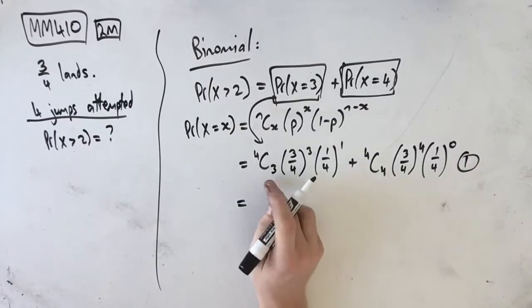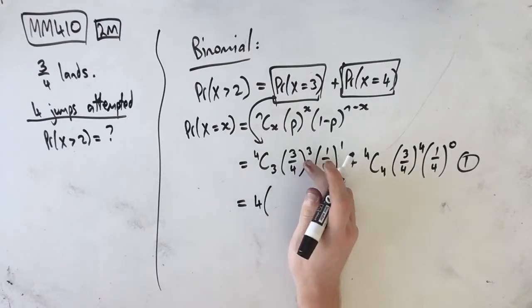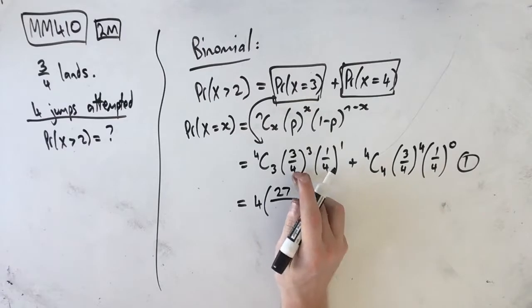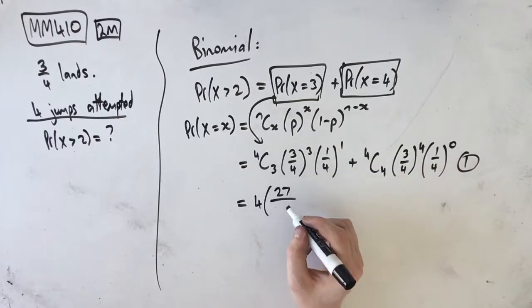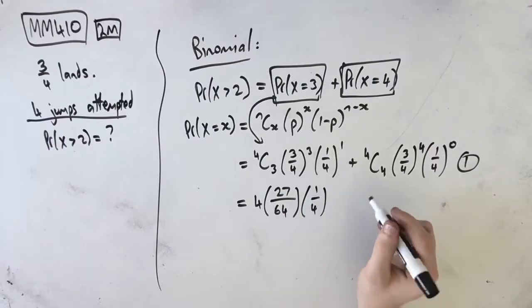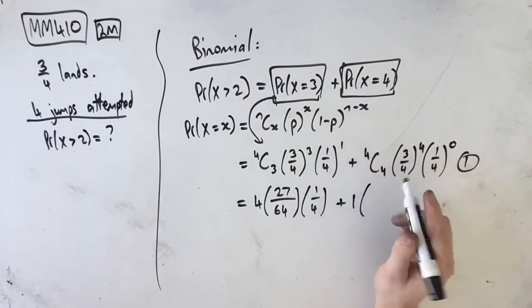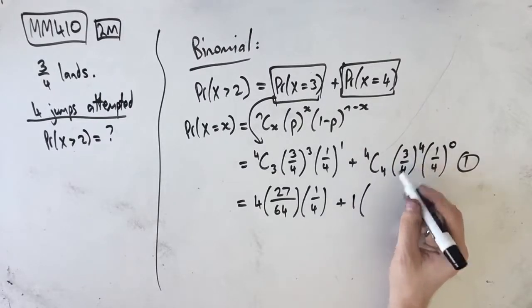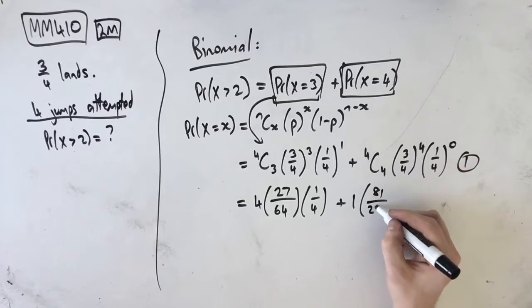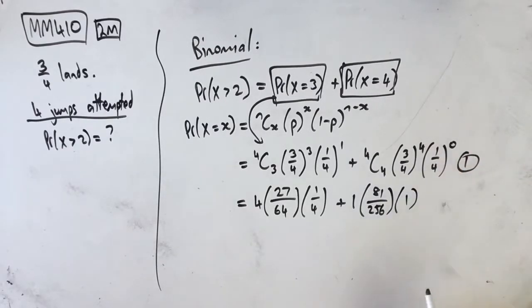Now, second mark, 4C3 is equal to 4. 3 on 4 to the power of 3 is 3 cubed, which is 27, over 4 cubed, which is 64, times 1 on 4, plus 4C4 is 1, so whenever these are the same, you just get a 1. 3 to the power of 4 is 81, and 4 to the power of 4 is 256. 1 on 4 to the power of 0 is just 1.